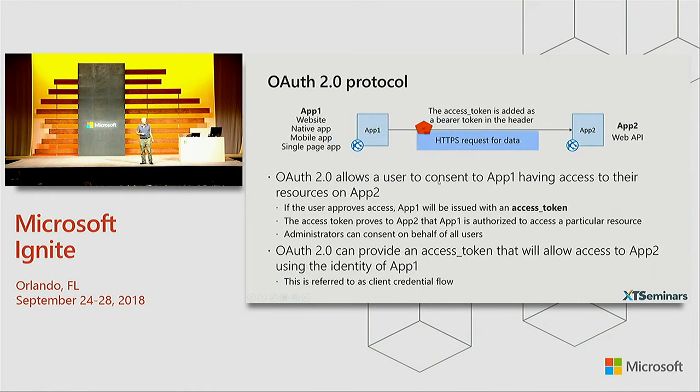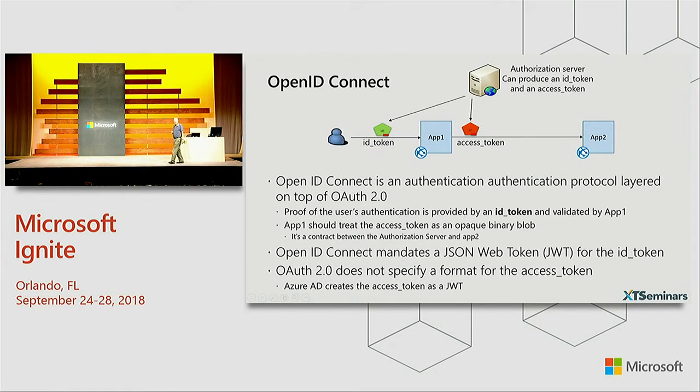Oh, and one other thing which I should mention is we could go from app 1 to app 2, not using the identity of the user, but using the identity of app 1, in which case that's referred to as a client credential flow. The identity of app 1 is actually the app 1 service principal. That's where the identity comes from.